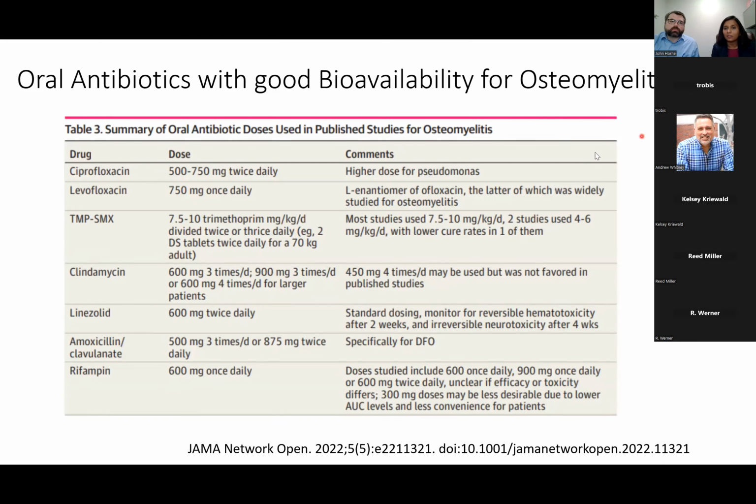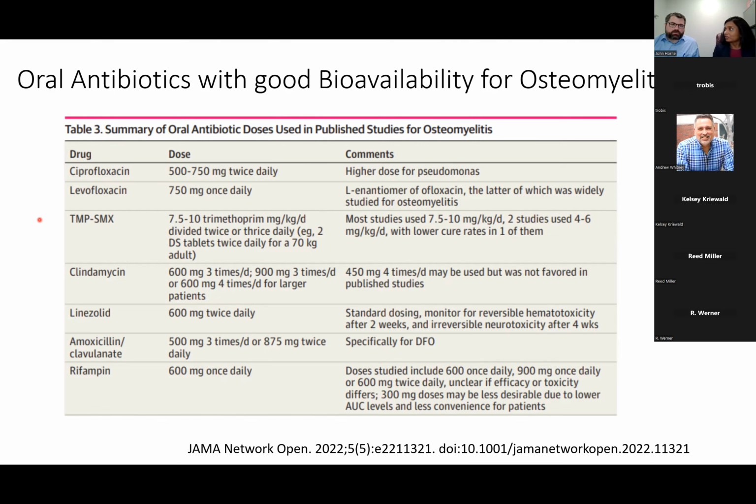I really like this table. What they talk about is which antibiotics have good bioavailability for osteomyelitis. Again, stable patient, good source control, just like we talked about with that guidance. These are some of the drugs that have good bioavailability if they meet that guidance. Ciprofloxacin and levofloxacin have good bioavailability, IV or oral. Oral is over 95% bioavailability. Fluoroquinolones should be one of your options.